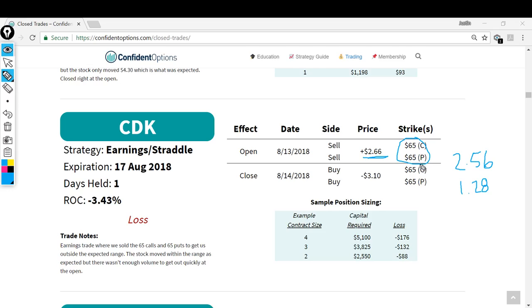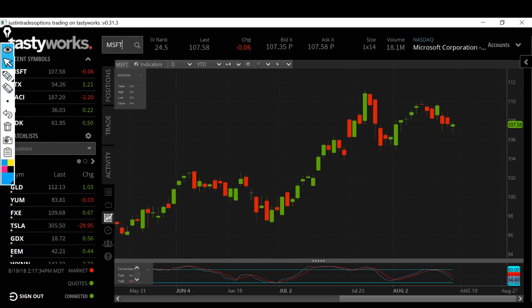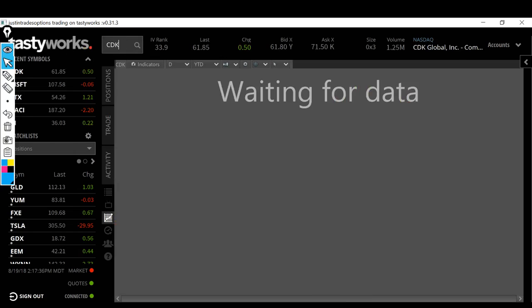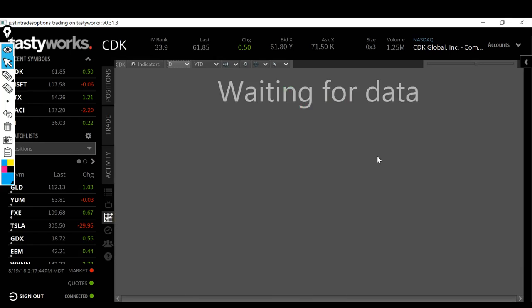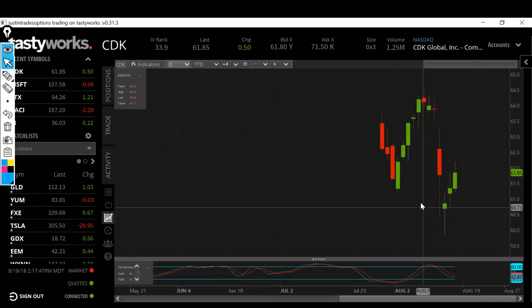The strikes on this stock were $5 wide, which in hindsight, which is always 20/20, was not great for trading because it wouldn't allow us to get as neutral as we would want to. Looking at the chart on this one, CDK, let me get this to load all the data. Oh well, we can deal.